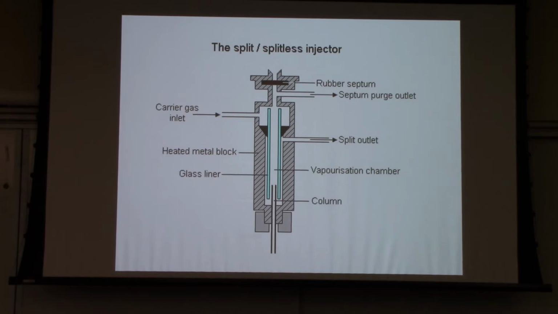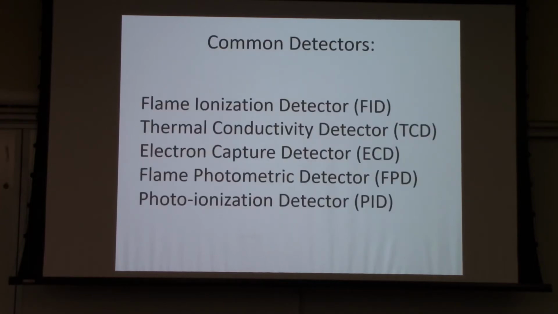On the other end, we have our detectors. The common detectors that we use to identify the sample are the flame ionization detector, which we call FID, and we also have a thermal conductivity detector, electron capture detector, flame photometric detector, and photoionization detector. In our laboratory, the one that we're using is a thermal conductivity detector. We also have a flame ionization detector attached to this instrument. Now, in order to use a flame ionization detector, according to the name, you actually have to have a live flame.